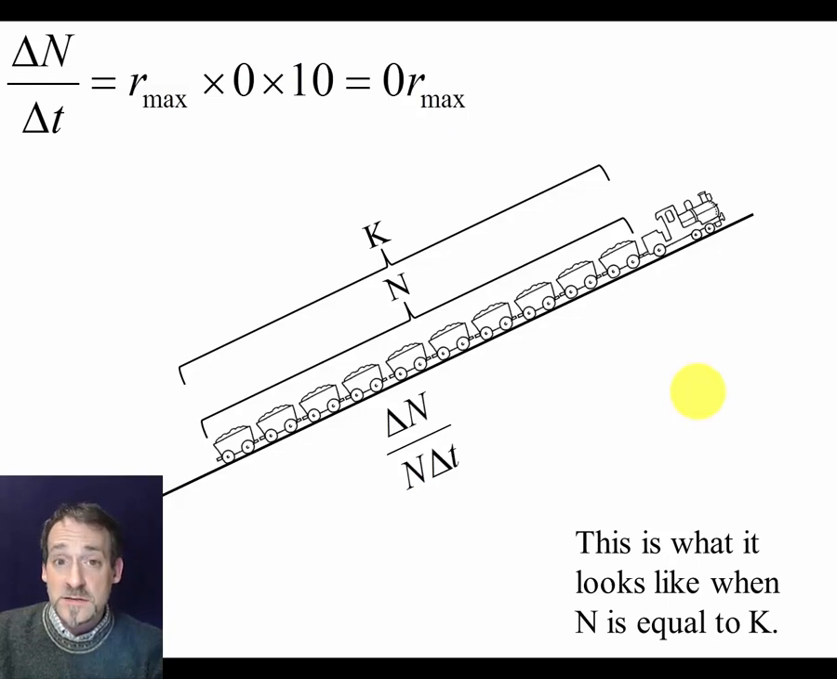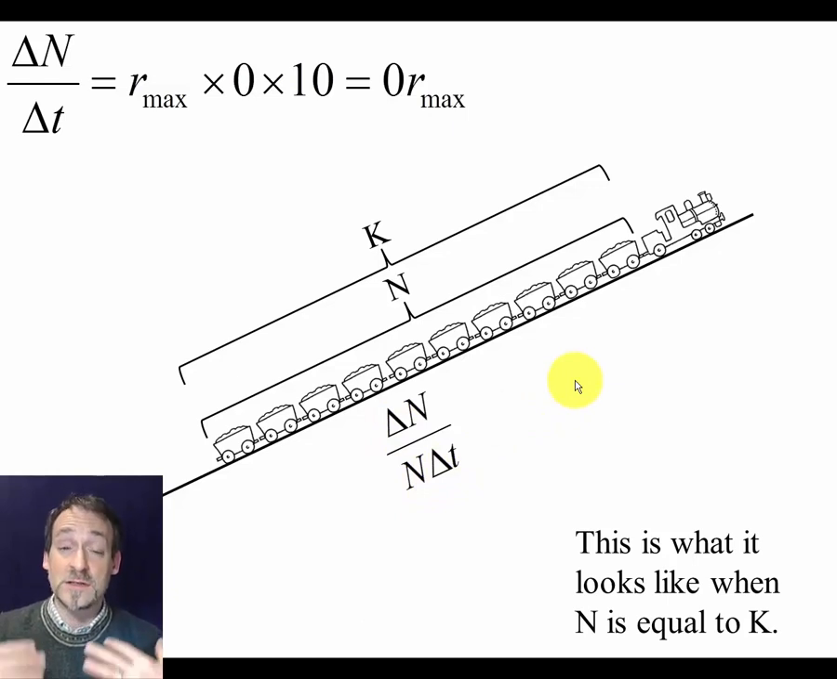So, 2 basic lessons here. One of them is really pretty obvious. As you add cars to the locomotive, the speed at which it moves up the hill goes down. So as a population grows, each individual's ability to survive and reproduce goes down. Because remember, that's what the speed at which the train moves is equal to. It's delta N over N delta T, the births minus deaths on a per capita basis.